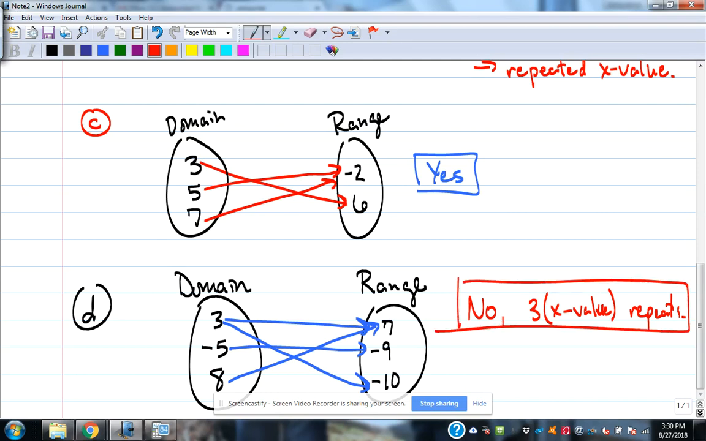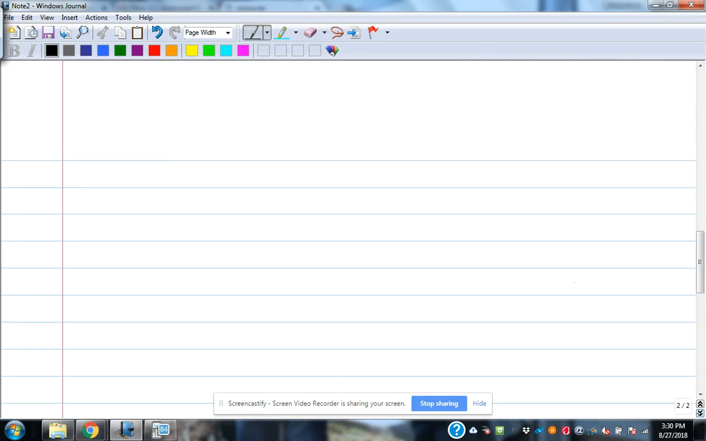So mapping, it's the same thing as an ordered pair. It's just written differently. All right.